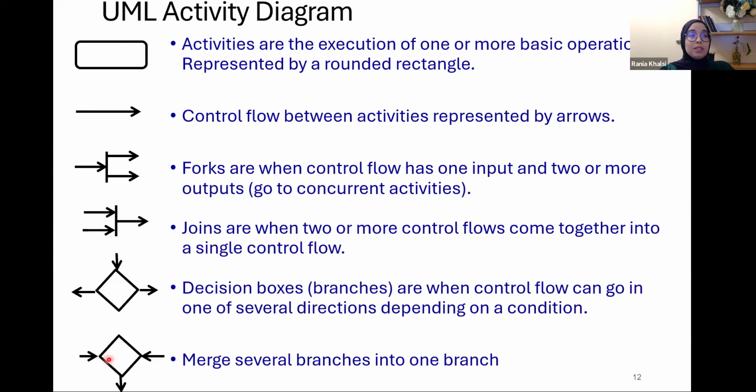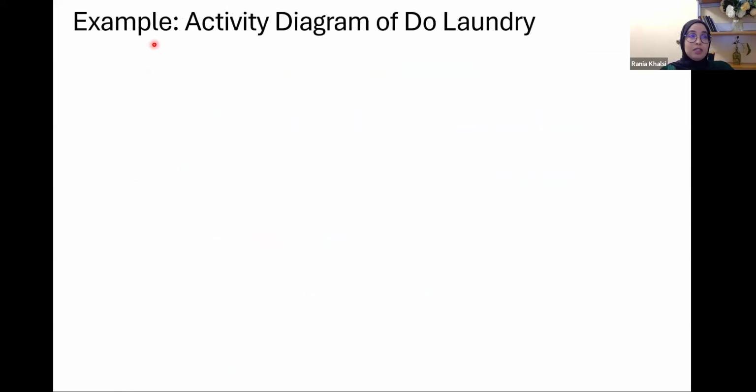Next, we can have multiple branches that are going to be merged together into one single branch. In this case, we call it the merge, okay? So you have the decision node and the merge node, okay? You have fork and join, the simple control flow, and the activity.